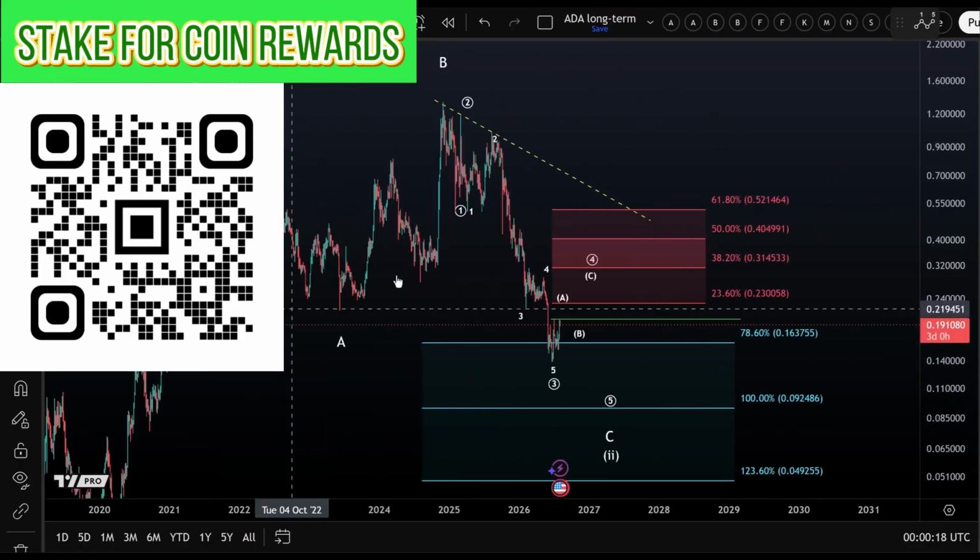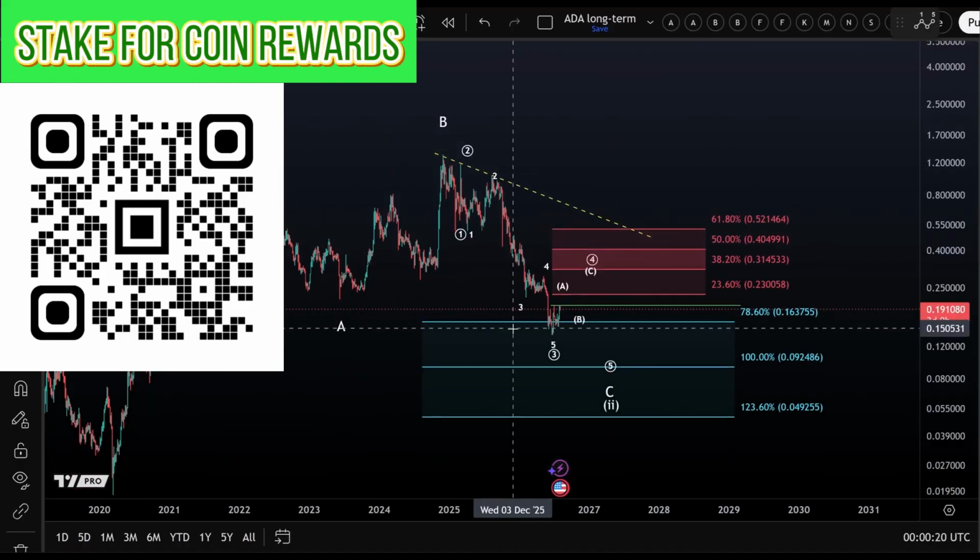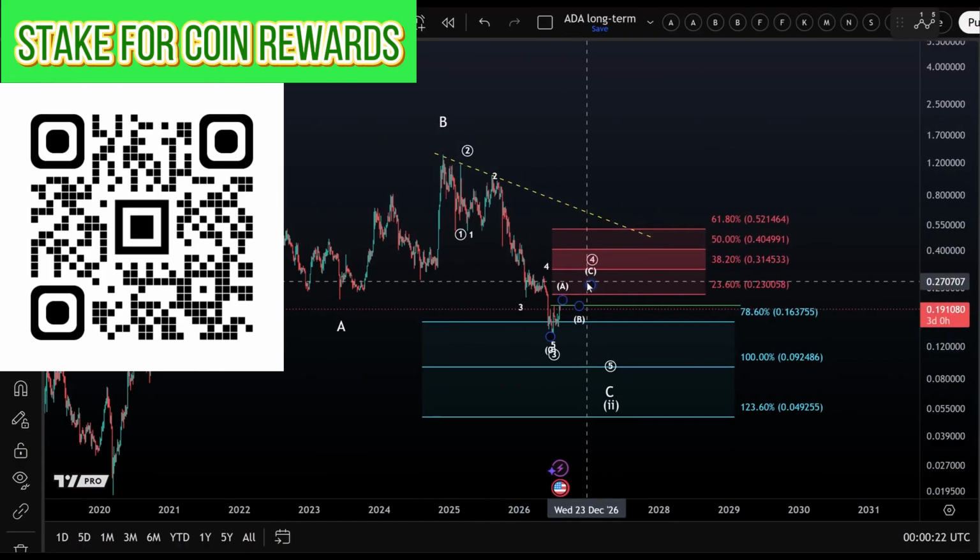But if we zoom out, we can see that all of this is likely just a corrective bounce. Of course, you could say alternatively, maybe the entire correction is over. And again, should Bitcoin at some point make the decision to rally higher, then ADA might follow. However, the entire correction doesn't look fully complete for two reasons.